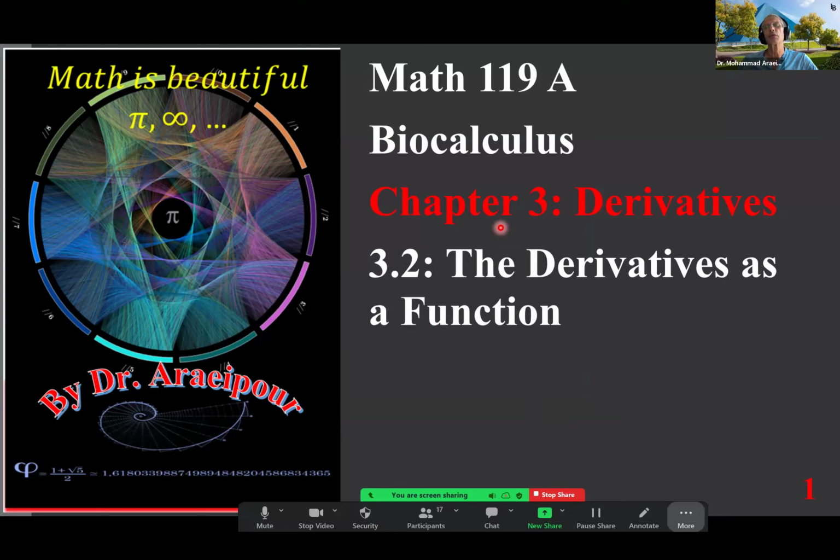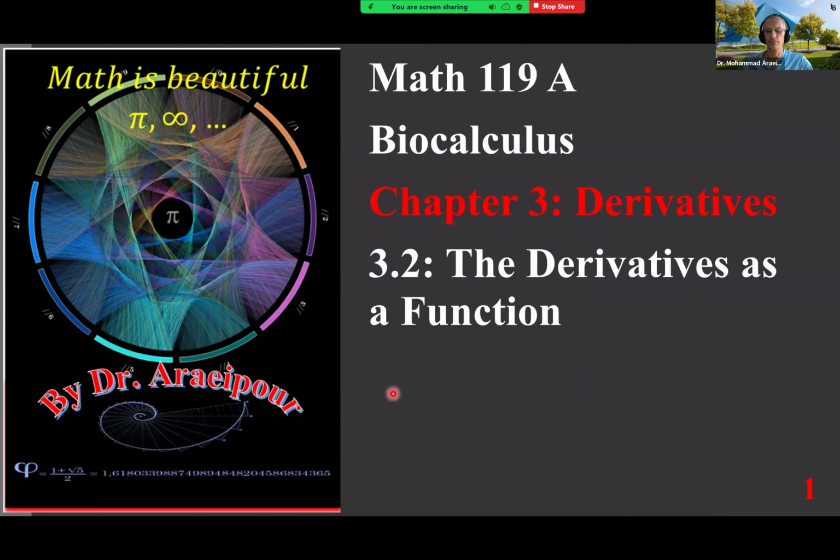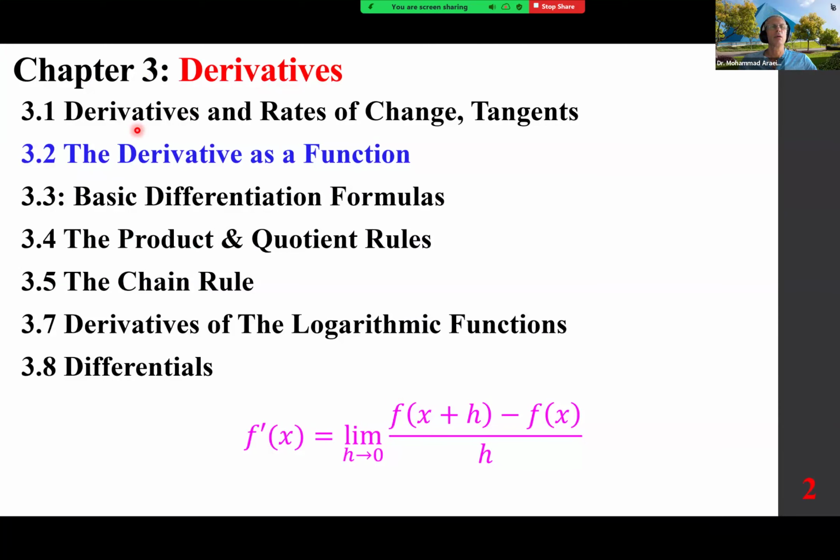Good morning, class. We are looking at chapter 3, derivatives, and here's section 3.2, the derivative as a function. We looked at derivatives and rates of change, and now we're going to look at the derivative as a function, where f prime of x is the limit of f of x plus h minus f of x over h as h approaches 0. After this section, we can use differentiation formulas. In these two sections, including this one, we are using the definition.